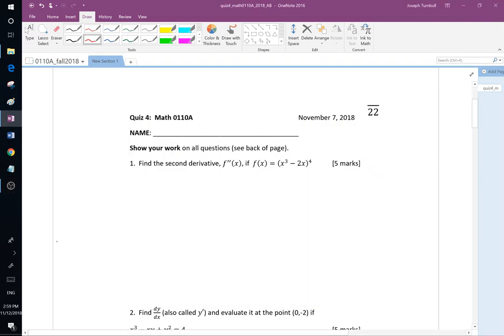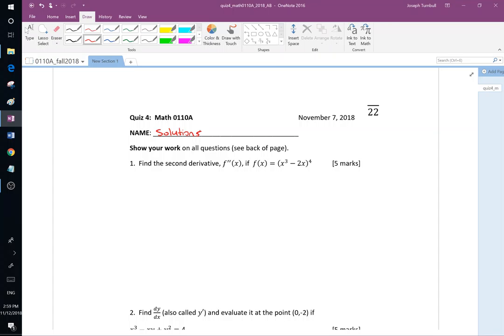Everyone, I want to go through some solutions for the fourth quiz for Math 0110. The quiz wasn't particularly well done, and I'm worried about the test because the test bears a lot of similarities to this quiz.